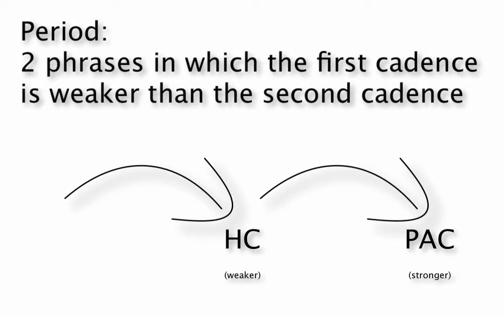So let's say this example ended with a half cadence in measure 4, but also ended with a half cadence in measure 8. We might still call that a period structure. So equally weighted cadences, or the most common thing you'll encounter is a weak cadence followed by a strong cadence.